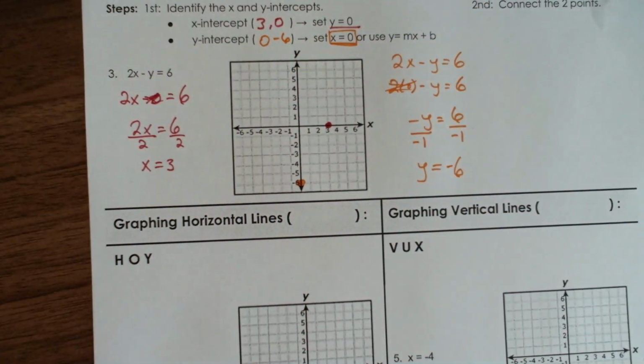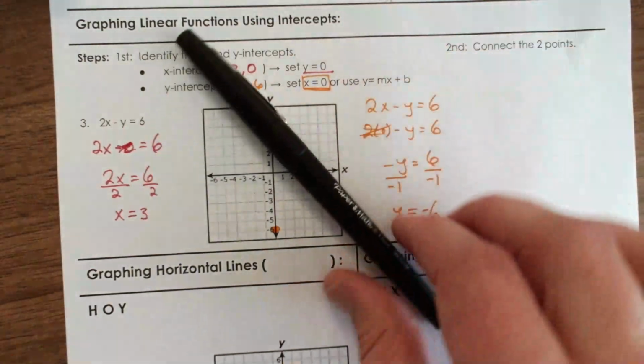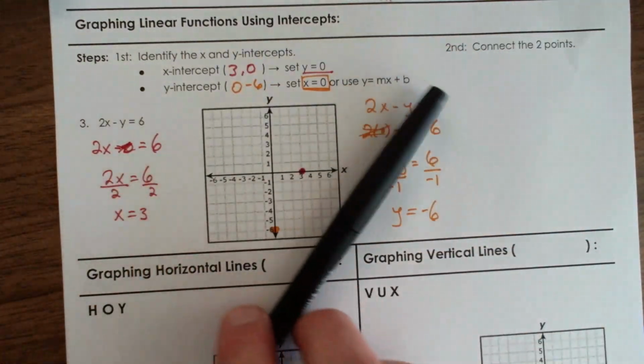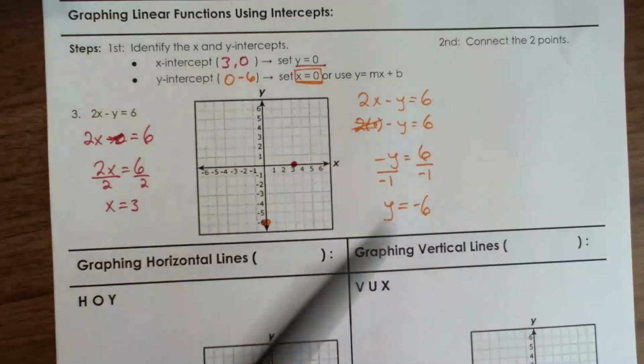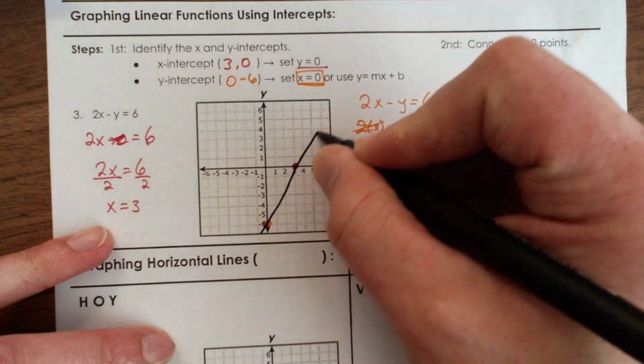And again, going back to this idea, if I have 1 point, this line can go anywhere. But because I have 2 points, that means my line has to go here. And that would just connect them.